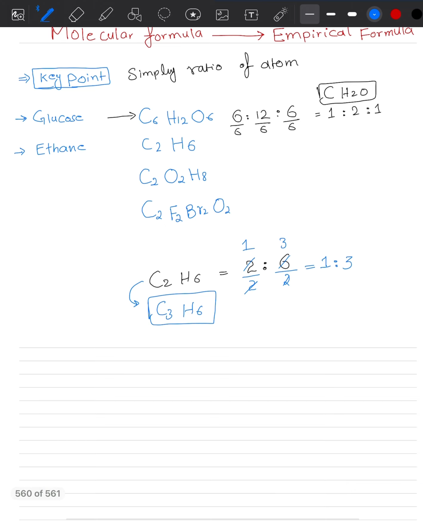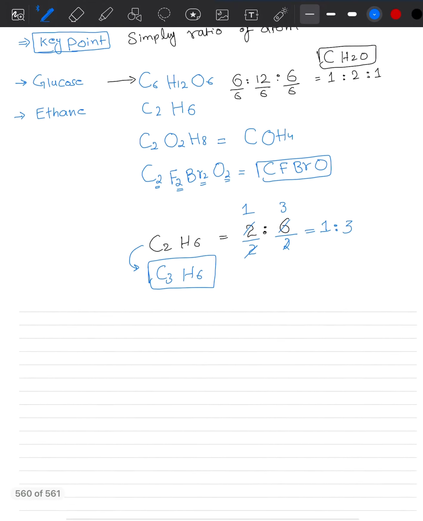Let's take another example. We can directly write down the empirical formula of this compound, C2O2H8. After simplification, if we divide the whole formula by 2, we will get COH4. So this is how we change molecular formula into empirical formula. And in this compound, we can see that it has 2 in every atom, so when we divide it by 2, we will get the empirical formula of this compound. So changing molecular formula into empirical formula is quite simple.